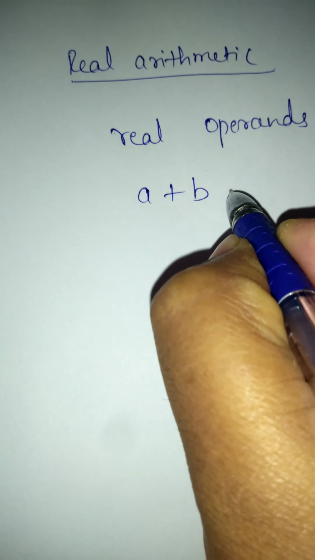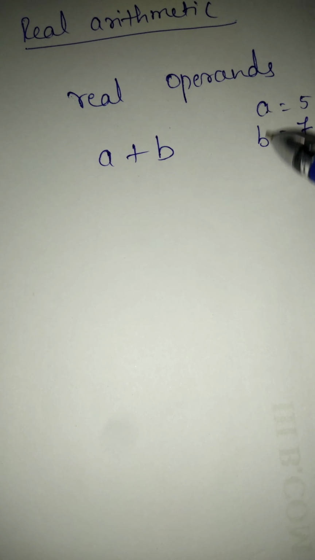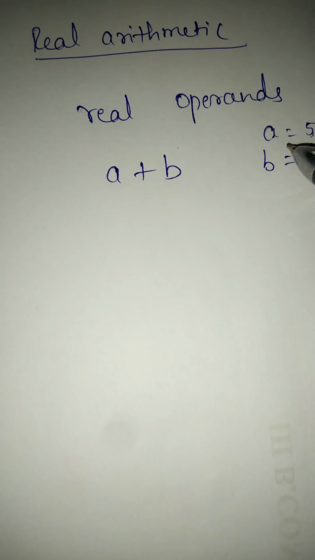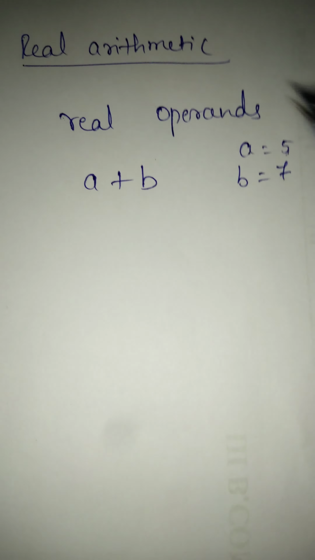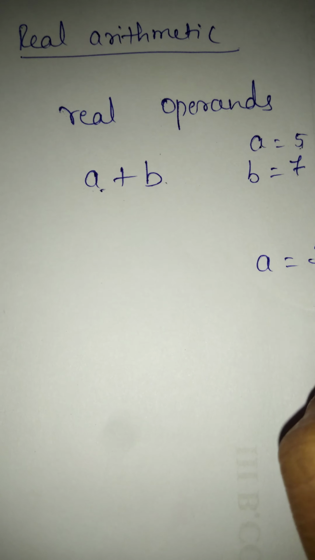Real arithmetic means an arithmetic operation involving only real operands. It involves only what? Real operands. If I have an arithmetic expression like a plus b, integer arithmetic means a and b are both integers. For example, if a is equal to 5 and b is equal to 7, those are nothing but integers, and that type of expression is integer arithmetic. Real operands means a and b are both real values, that is, they include a fractional point, decimal numbers.